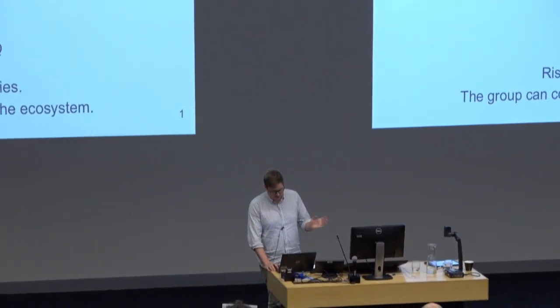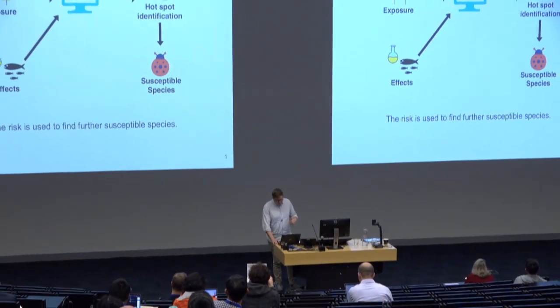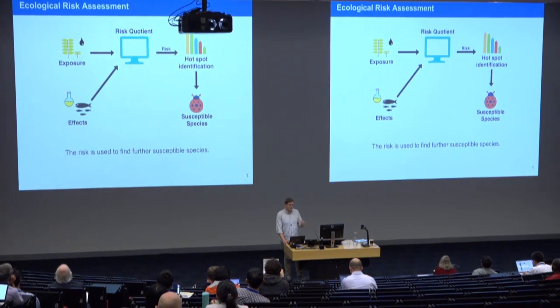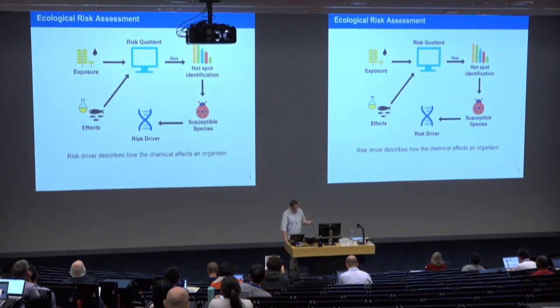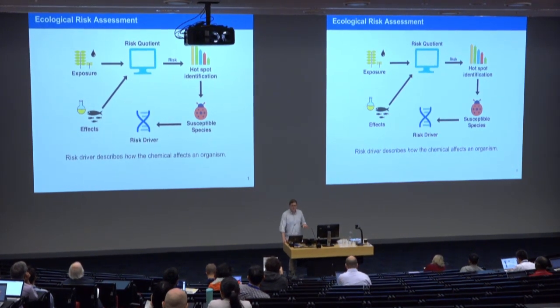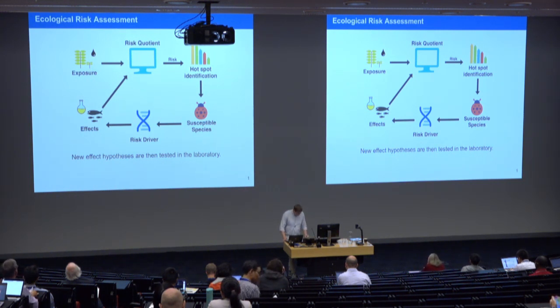And then we can calculate some risk for the group of species. It can be just a single species, or it can be all the species living in an ecosystem. And then we can identify further species that may be susceptible to these chemicals, and also describe how and which chemicals affect the organisms, which again can be given to the laboratory as a new hypothesis for testing.